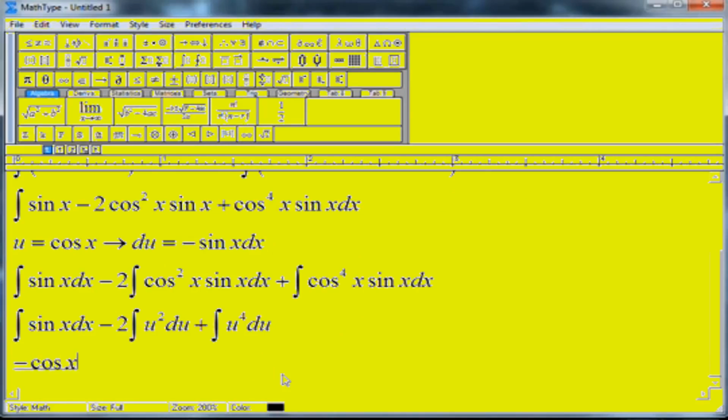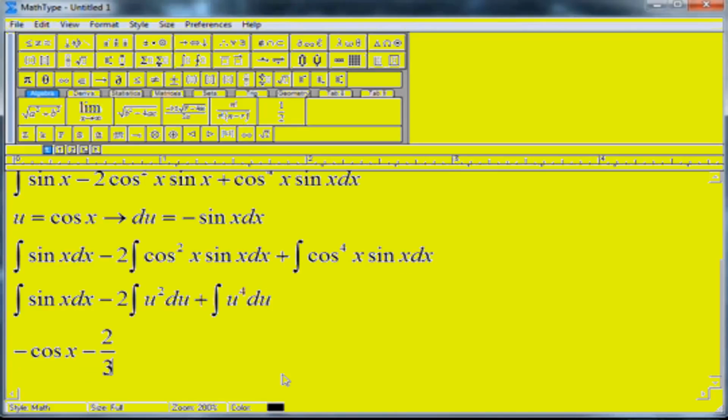There's going to be negative cosine of x minus 2/3 u cubed plus 1/5 u to the fifth. But what's u? u is cosine. So we'll just change this to cosine. I used to have a professor who said, but we don't care about you. And I thought that was funny because it was a funny pun.